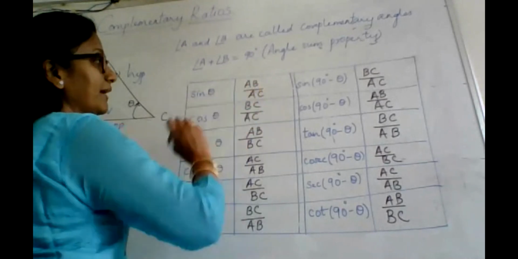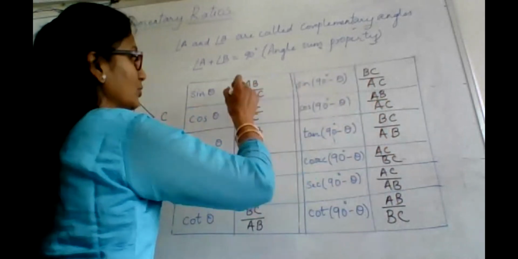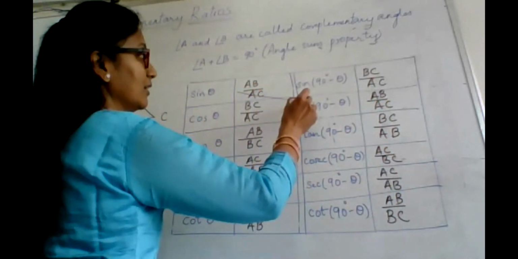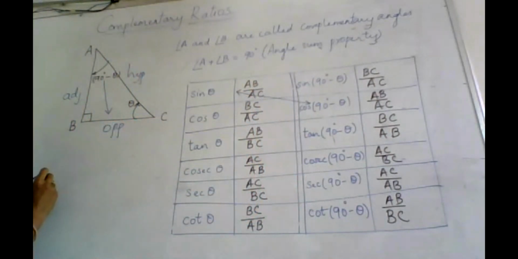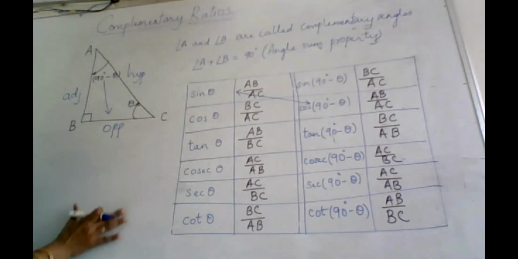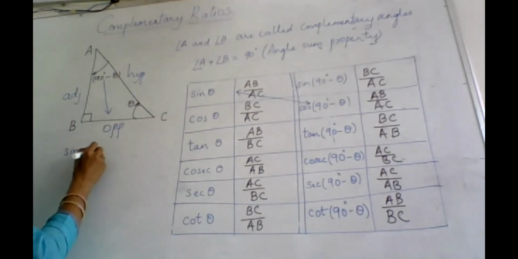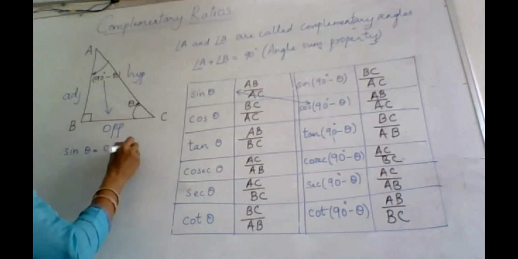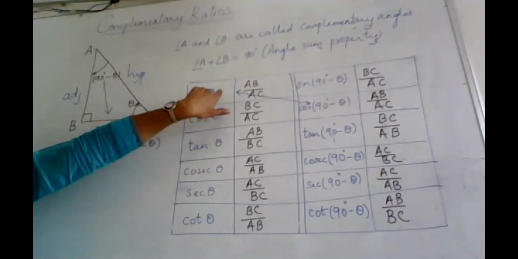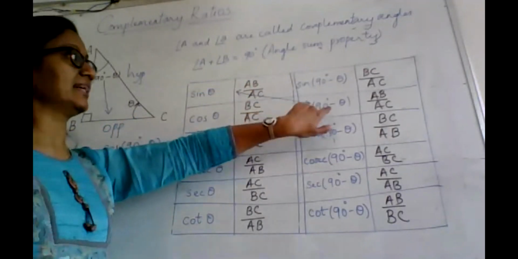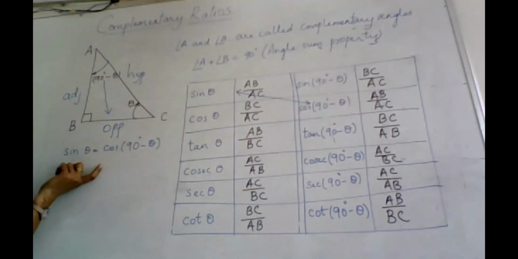Sin theta is AB by AC. Where is AB by AC here? This one. So your sin theta and cos 90 minus theta are the same. Can I write it as, sin of theta is equal to cos 90 minus theta? Sin theta is AB by AC, and my cos 90 minus theta also is AB by AC. So these are the two complementary angles.